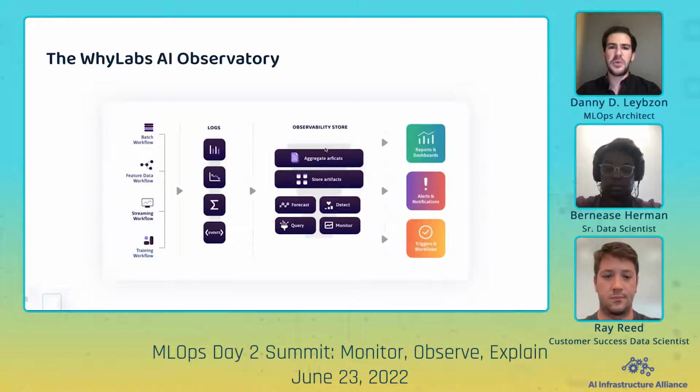And importantly, this observability store has three types of actions associated with it. One is reports and dashboards, just visualizations of the data, of the profiles that are being stored in the observability store. This is really useful for observability, for debugging problems that might be occurring with your machine learning system. It also enables alerts and notifications so that if there is a problem, a data scientist or machine learning engineer knows to go back to those reports and dashboards. And finally, it also enables triggers and workflows, automation around the pipeline, around the ML system, which enable you to automatically fix problems as they're occurring with your ML system.